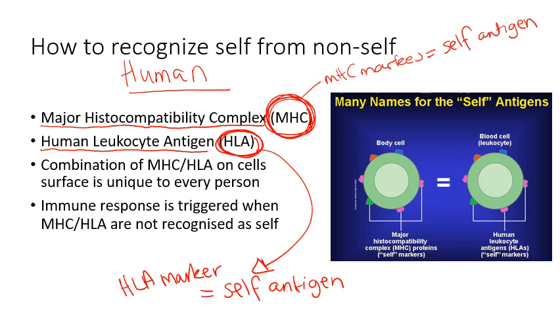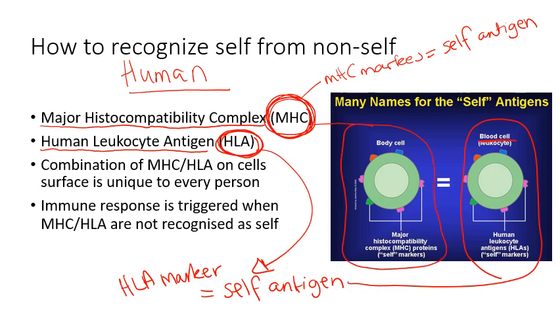And the difference between the MHC markers and the HLA markers is that the HLA markers tend to only be found on blood cells, okay? Whereas your MHC markers are found on almost every cell in the body. Obviously there are exceptions, but don't stress too much about that.